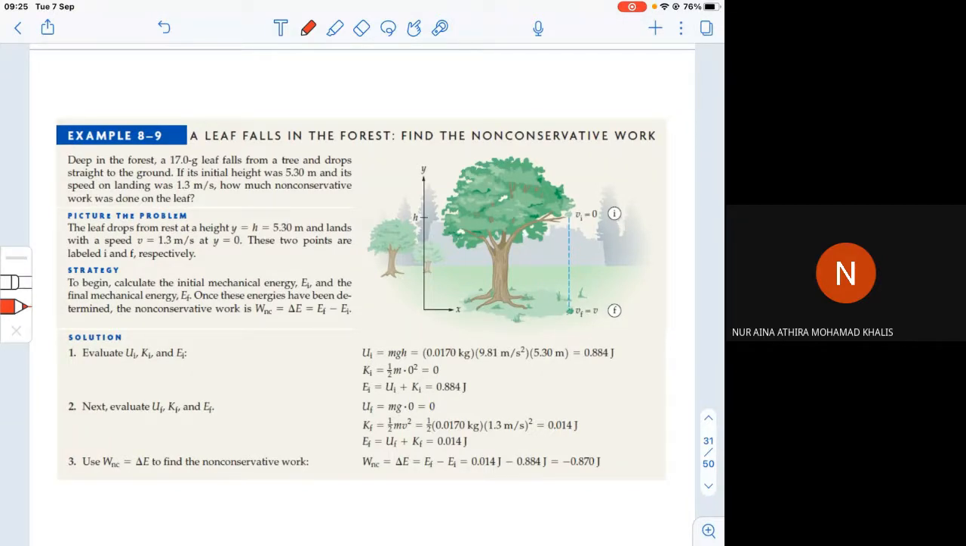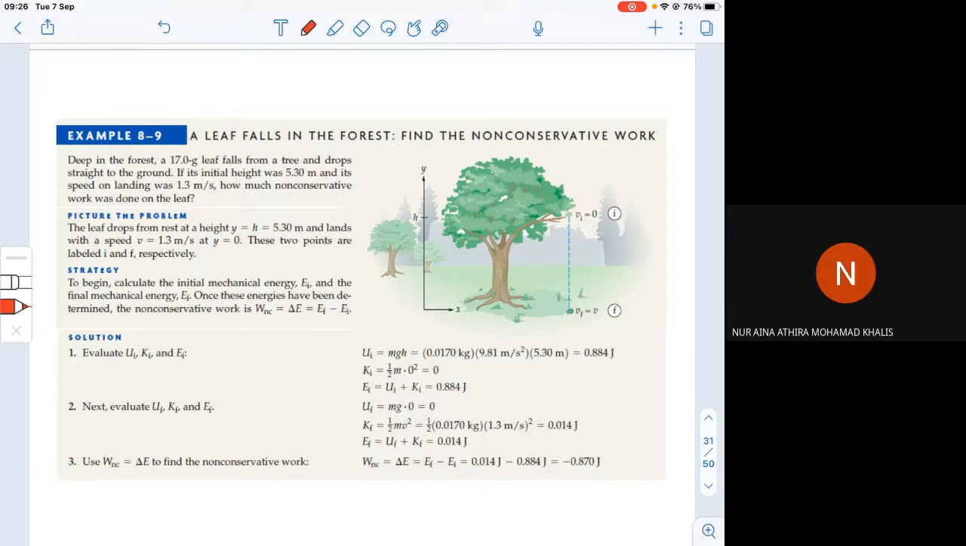Deep in the forest, a 17-gram leaf falls from a tree and drops straight to the ground. If its initial height was 5.3 meters, and its speed on landing was 1.3 meters per second, how much non-conservative work was done on the leaf?